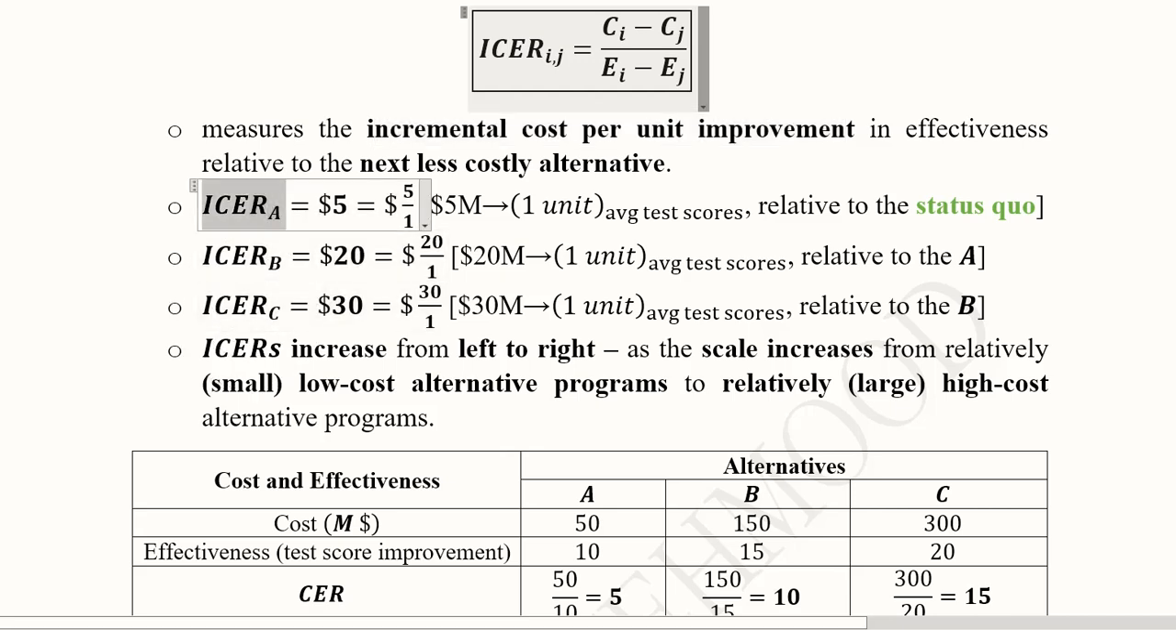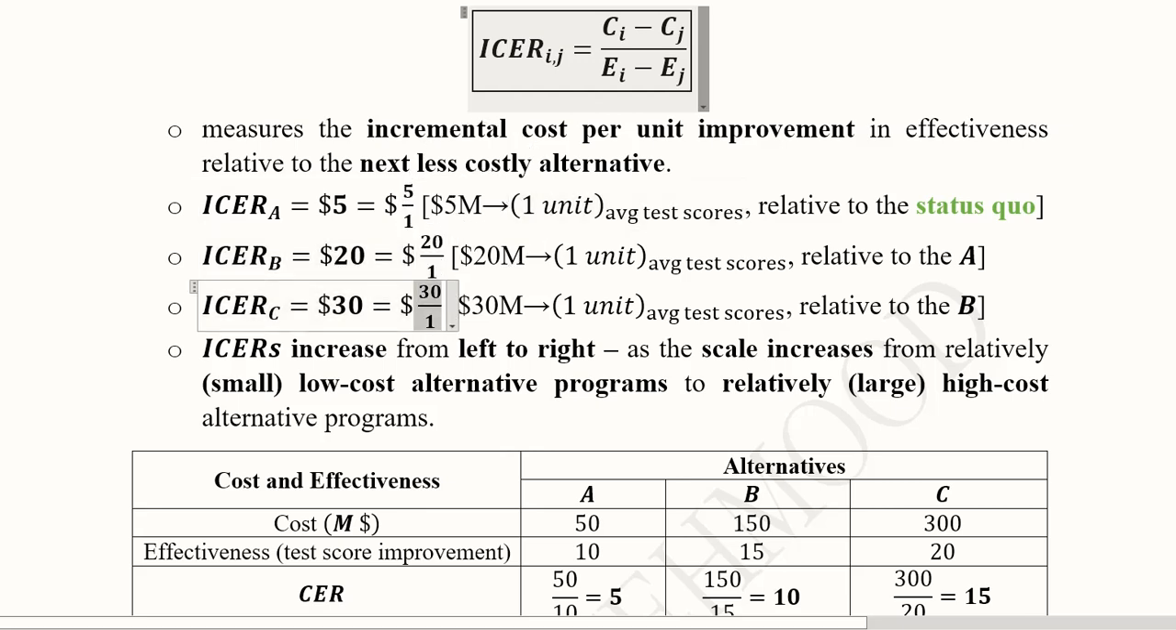This will show the improvement once we move from status quo to project A. This will show the improvement in the cost effectiveness ratio if we move from alternative A to alternative B, and this will be for alternative B to alternative C. So 5, 20, 30 are the various values that are found. This interpretation can be done as we can see.